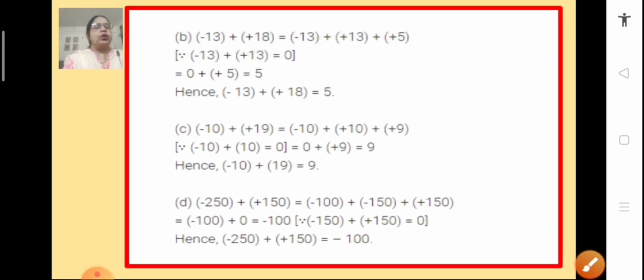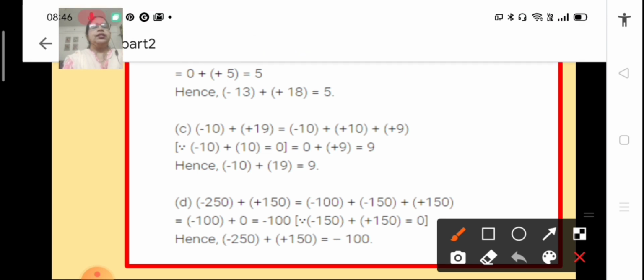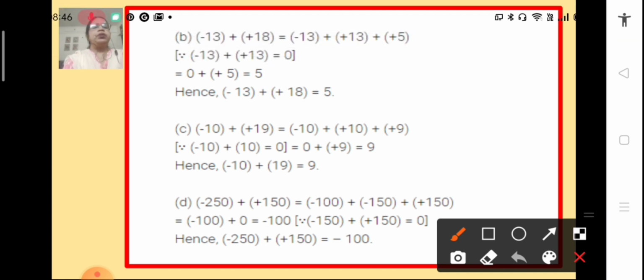We can also solve these problems like this. Positive 18 can be expressed as 13 plus 5, and plus 13 and minus 13 becomes 0. So 0 plus 5 becomes 5. So the answer is 5. Similarly, we have solved C and D also.